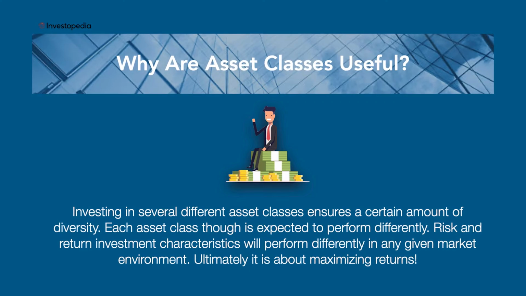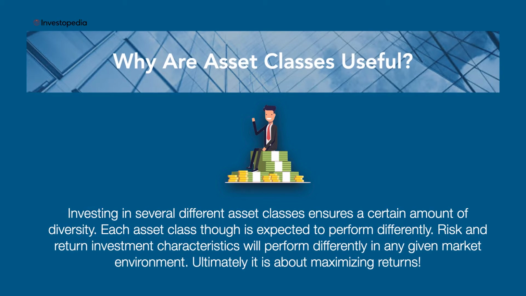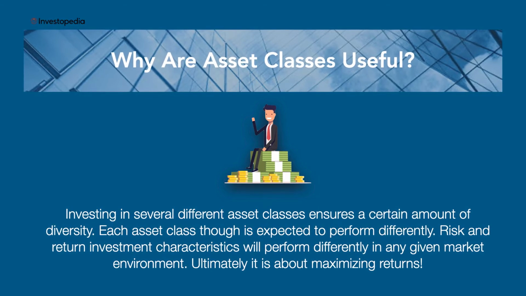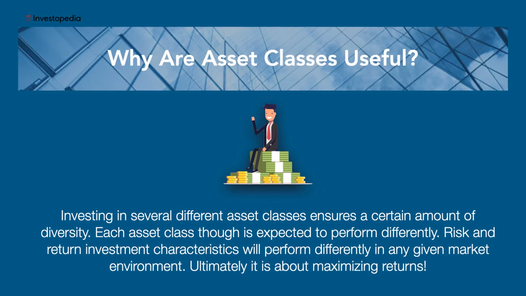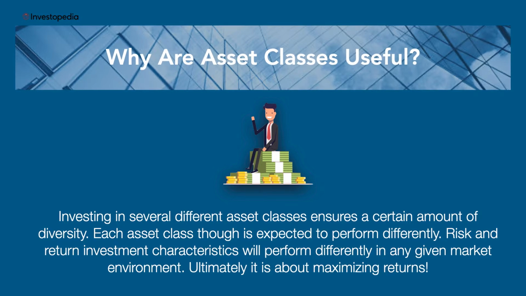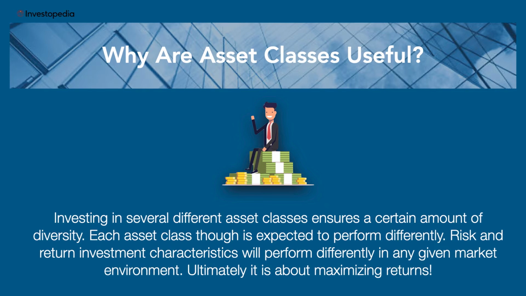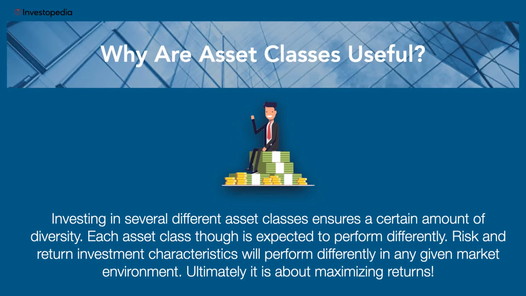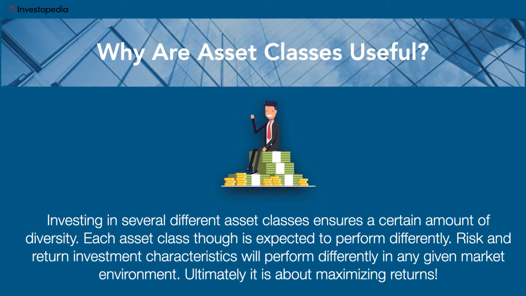Investing in several different asset classes ensures a certain amount of diversity, no doubt. But remember, weighted measurements, fiduciary, accountant, insurance agent, trust officer, all being on the same page. Each asset class, though, is expected to perform differently if they're uncorrelated. Risk and return investment characteristics will perform differently in any given market environment. Ultimately, it is about maximizing the returns.